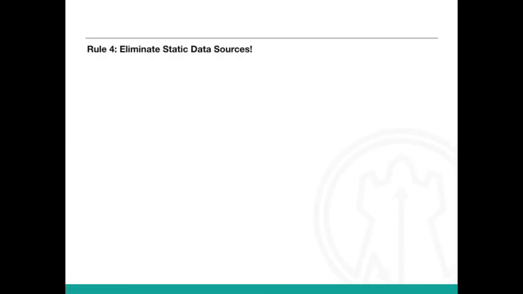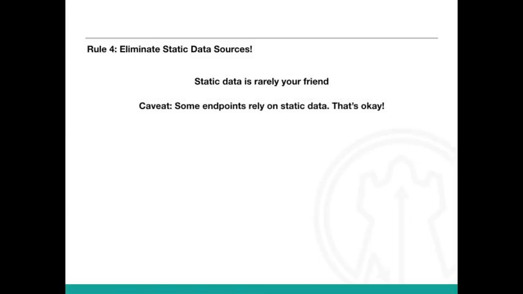And our fourth rule is eliminating static data sources. Static data in the scope of API testing specifically is very rarely your friend. Now, as a caveat to that, some endpoints do rely on static data, and that's okay.